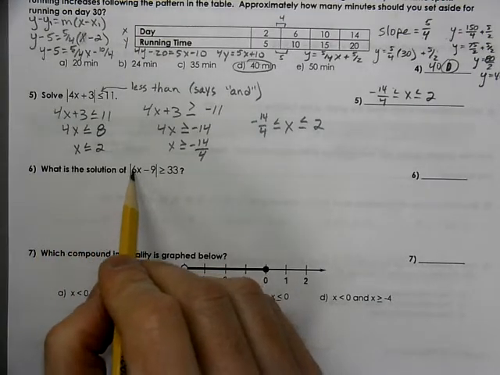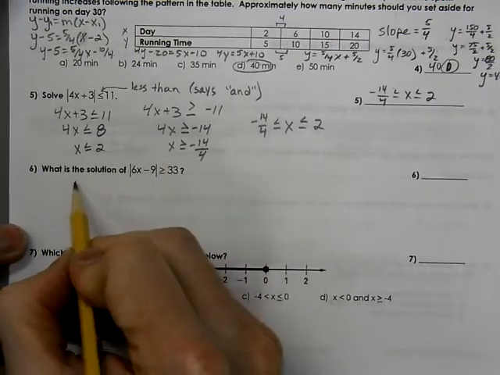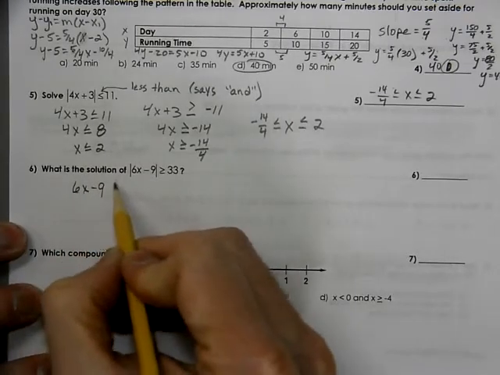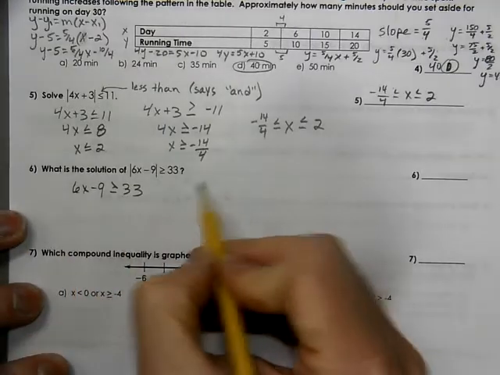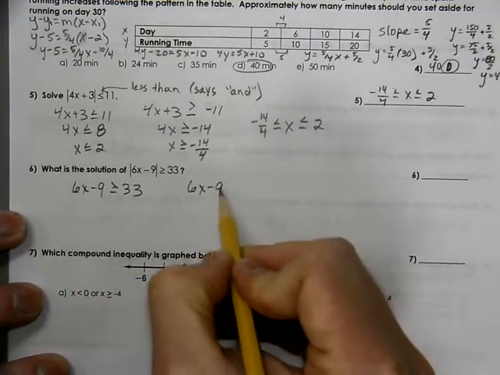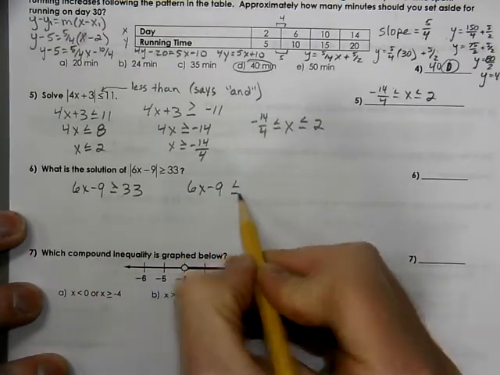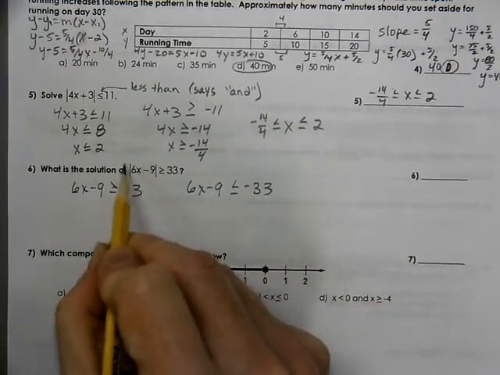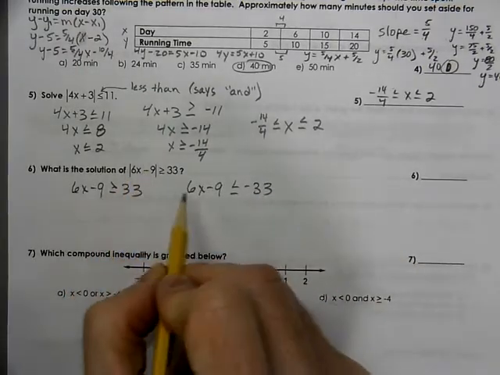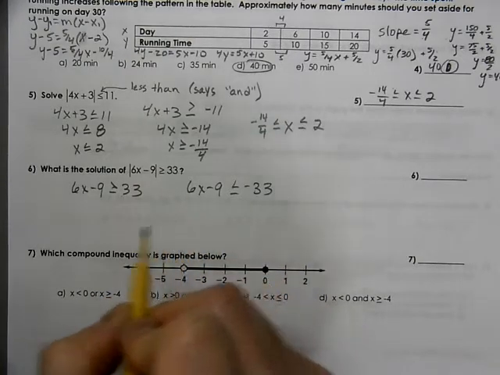Here we have an absolute value. We'll do the same thing. 6x minus 9 is greater than or equal to 33. Then we're going to do 6x minus 9, switch the sign, and put in a negative 33. Because what's inside the absolute value could have been positive or it could have been negative.